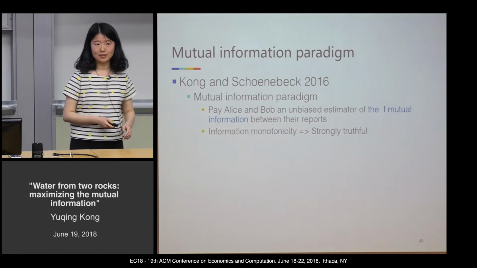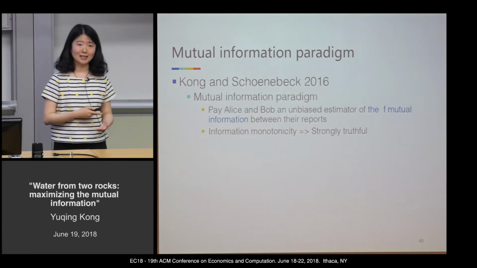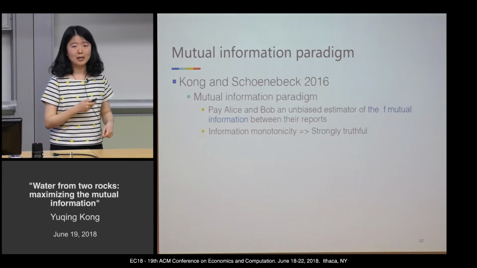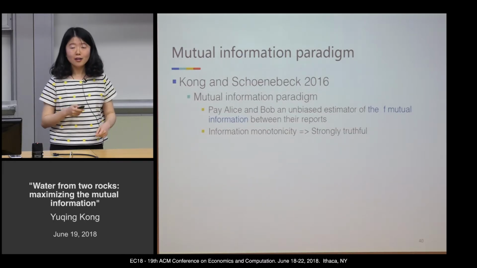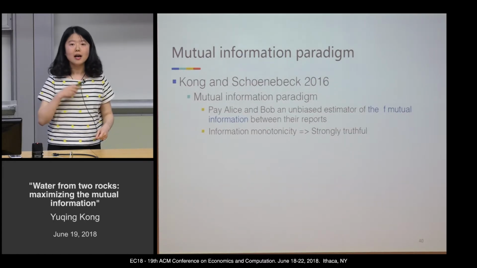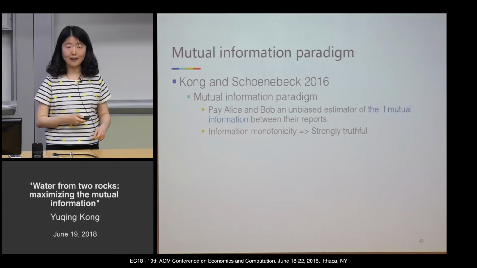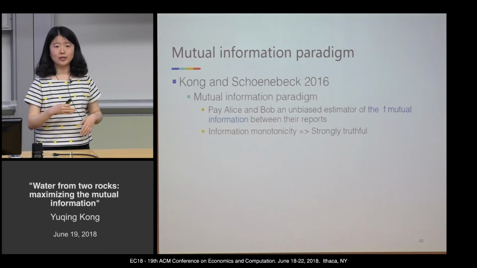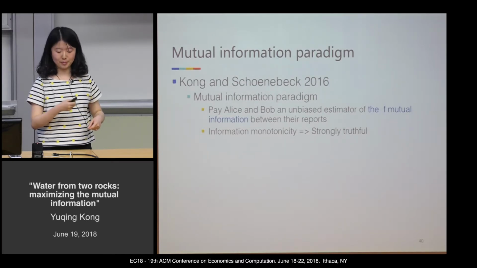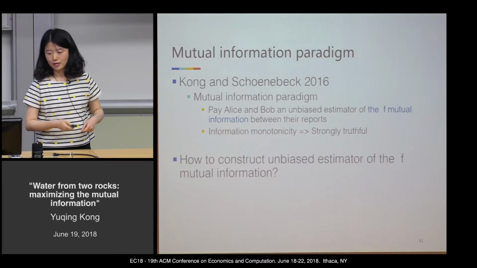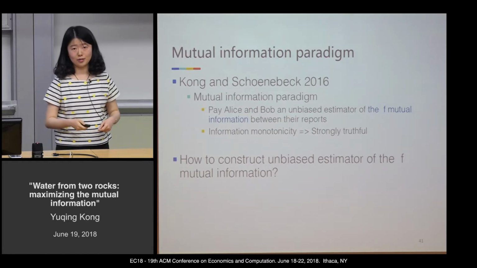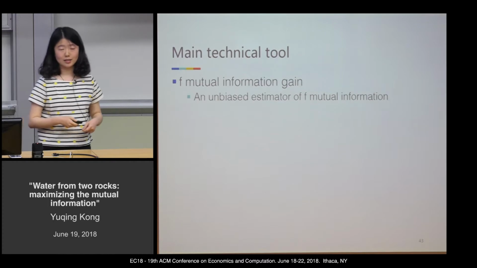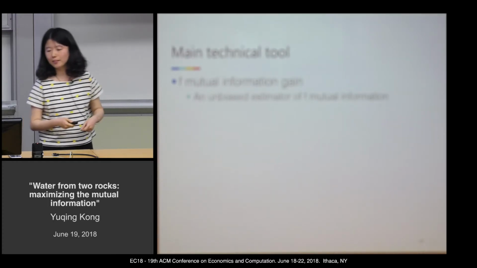And now we can just pay Alice and Bob an unbiased estimator of this F mutual information. And information monotonicity will imply strongly truthful. Recall that strongly truthful says that truth telling is the best strategy profile. And if we pay them this mutual information, and if they apply other strategies, they will lose information. They're going to be paid smaller. But the hard part is how can we construct the unbiased estimator in this case? And that is actually the main technical novelty of this paper.